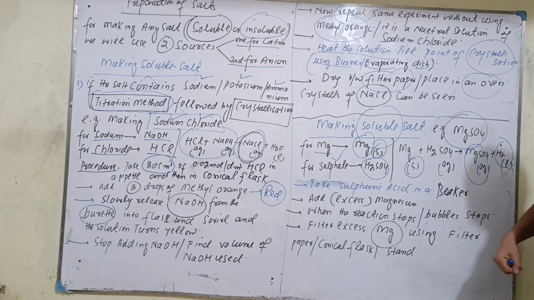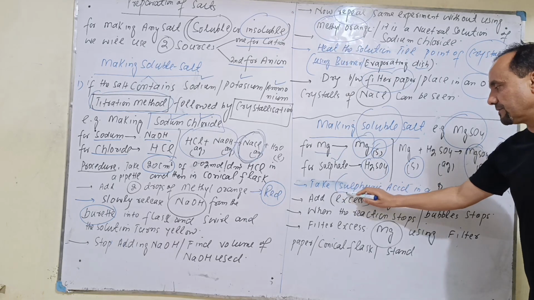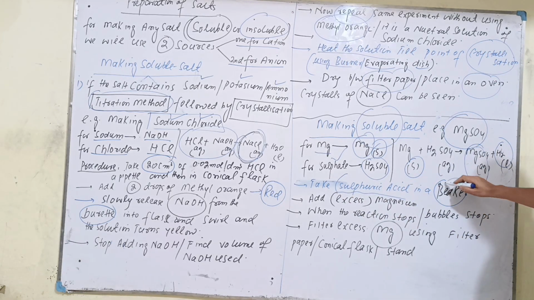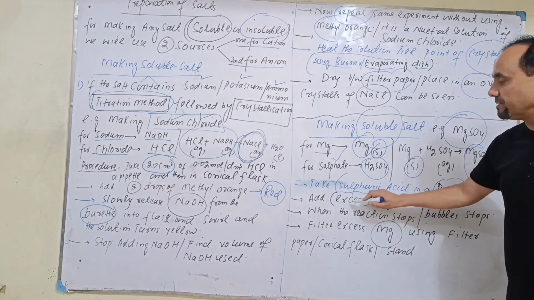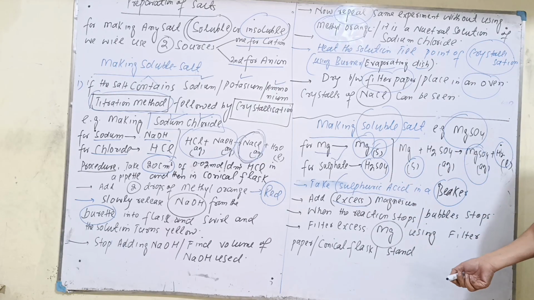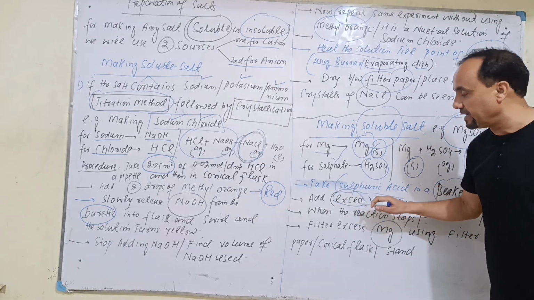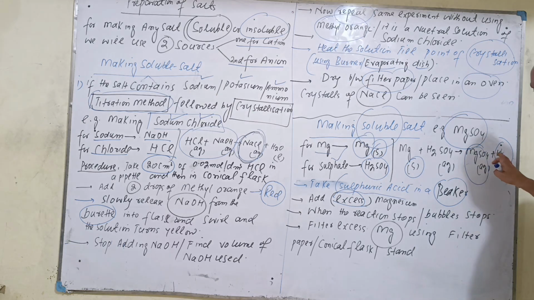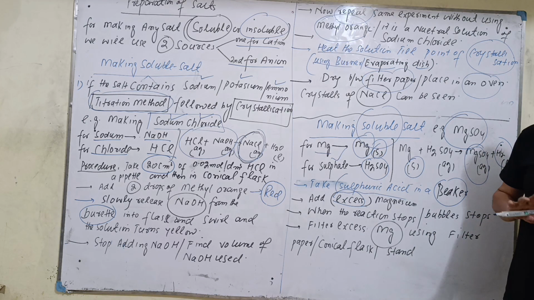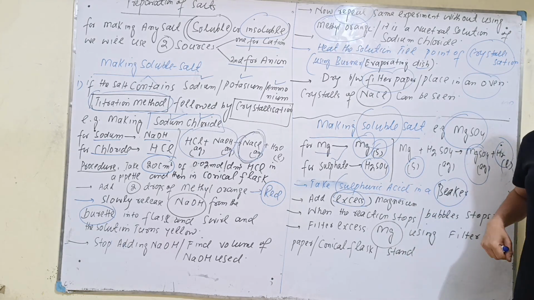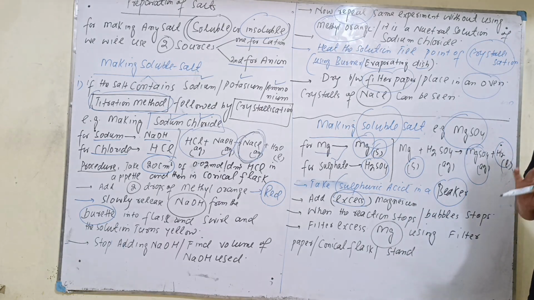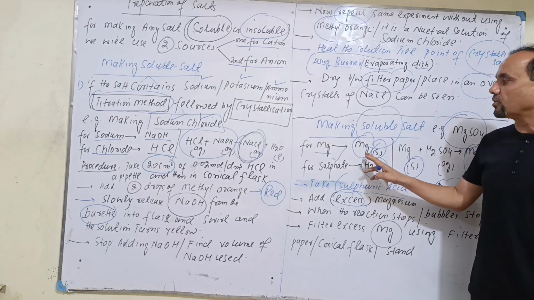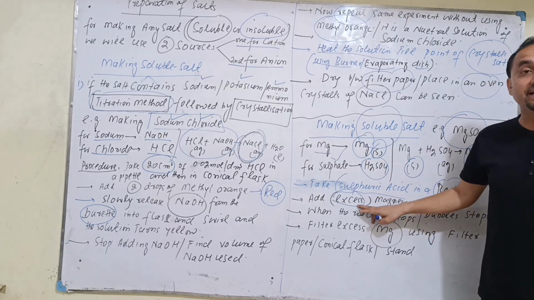Sulfuric acid, you will get magnesium sulfate plus hydrogen gas, bubbles. Now how to write the procedure? Take some amount of sulfuric acid in a beaker, adding magnesium in excess. What is the meaning of excess? Keep adding magnesium. You will see the bubbles of a gas. When there is no bubble formation, it means the reaction has stopped. Now don't add more magnesium, but you have added it in excess.